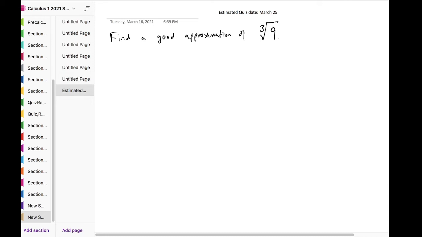Yeah, so cube root of 8 is a good number, right? So what function should you use? Because we need to take a derivative of something, right? So what function? Yeah, cube root of x. So let y equal cube root of x be the function.